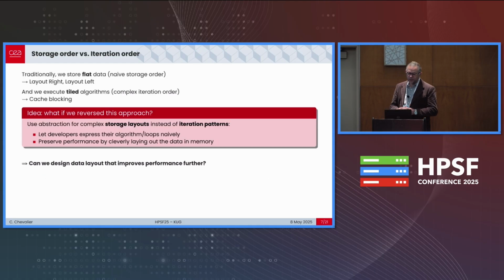But traditionally, and it's the case in Kokkos, the data we store are flat. So you choose layout right or layout left, but the data are not tiled, while our iterations are tiled. So what we wanted to try is to do the opposite: to tile the data and to run with a flat iteration and see how it works.